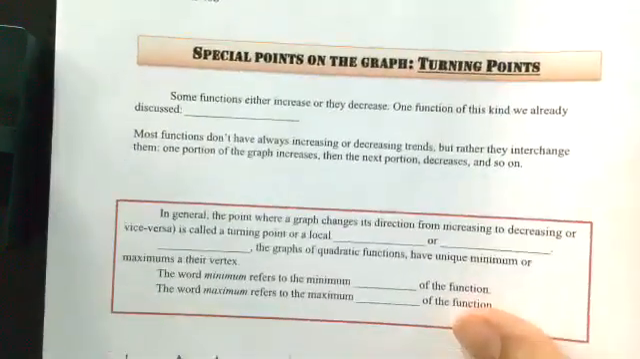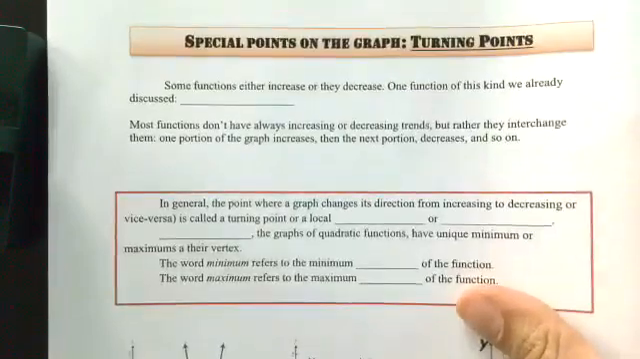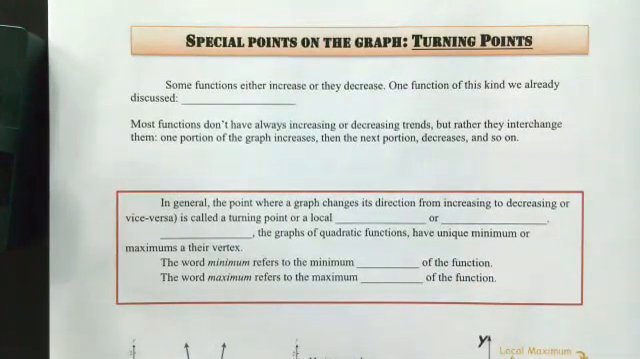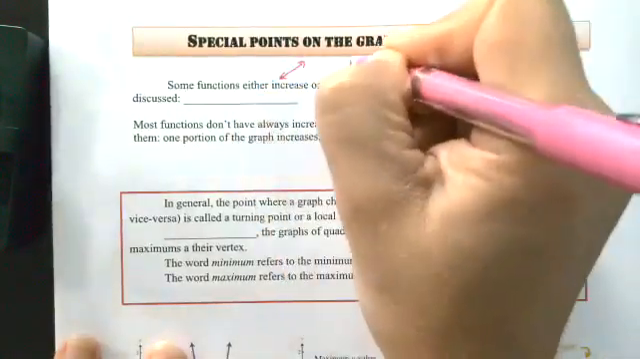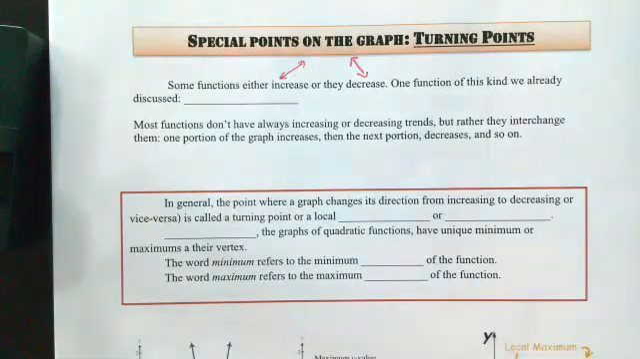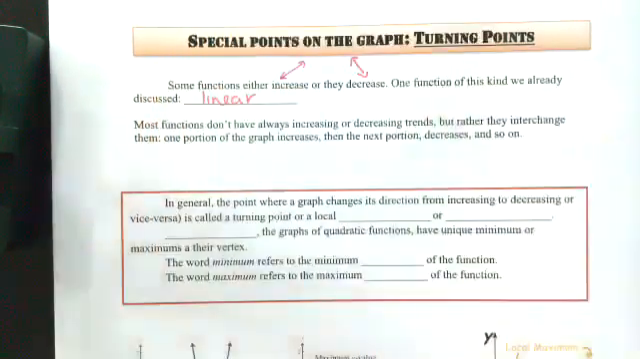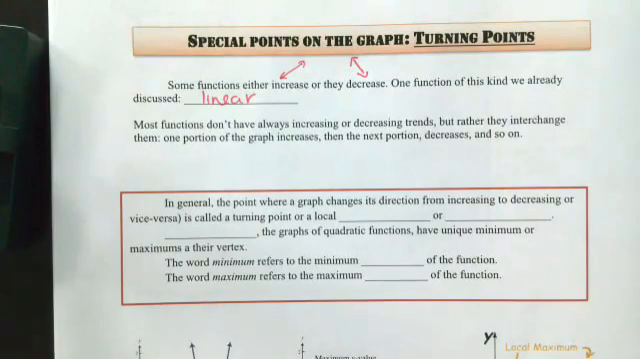One more page until break time. Special points, other than the x-intercept, are also the turning points of the functions. Some functions either increase or decrease, for example, a linear function always has an increasing trend or always a decreasing trend. But most of our functions beyond that, degree 2, degree 3, 4, and 5, the ones we will discuss, won't be in this category.